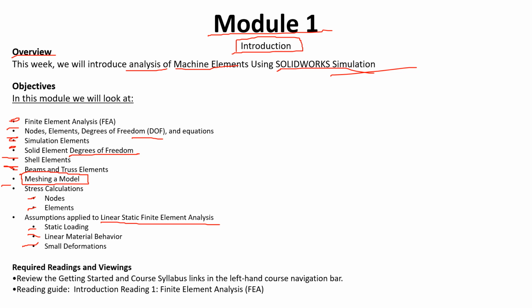Now, within this module, there are some required readings and viewings. The viewings are going to be all located on Blackboard, and the link to the readings will be on Blackboard as well. So for the viewings, what I'm going to ask you to do is review the Getting Started section. It'll be up on Blackboard along with the course syllabus, and these are all going to be links on the left-hand side of the course navigation bar. Now, for your reading, there's an attached PDF on Blackboard labeled Introduction Reading Number 1 for Finite Element Analysis FEA. So please go ahead and do those first readings and viewings for this Module 1.